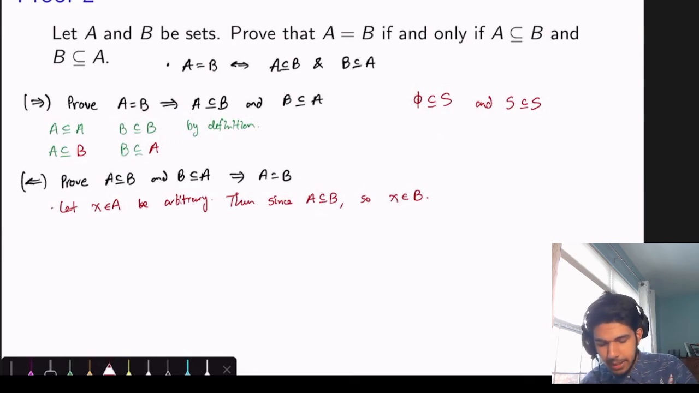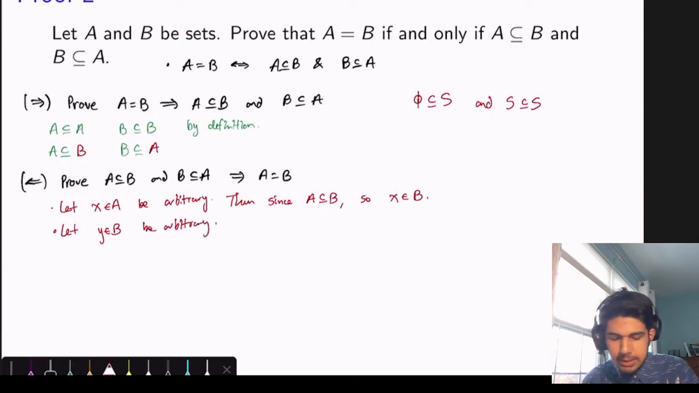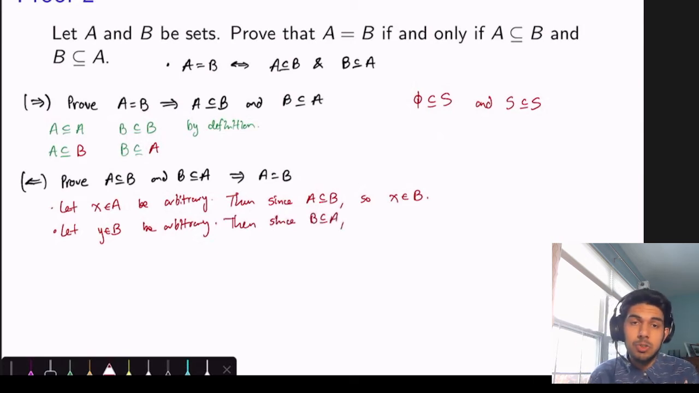B is a subset of A. So let Y be an element of B and let that also be arbitrary. And we'll use the same logic. Then, since B is a subset of A, every element of B must also be contained within A. So Y is an element of A. And we've basically proven it, right?